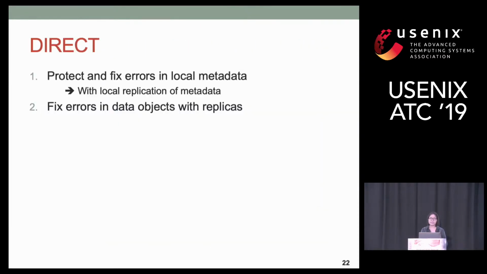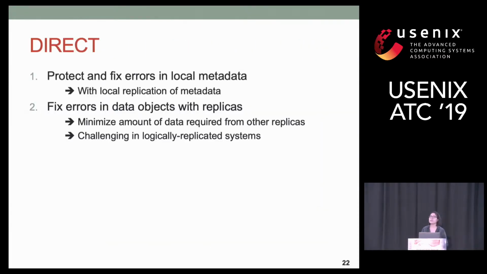So this is the meat of the second technique. What we observe is that we need to minimize the granularity of data recovery for corrupted objects. And by doing so, you can minimize the amount of time that's spent in recovery. We observe that this is particularly challenging in logically replicated systems, and again, I'll go into this when we have a concrete example. And finally, the third technique is that we need to provide safe recovery for these recovery operations.